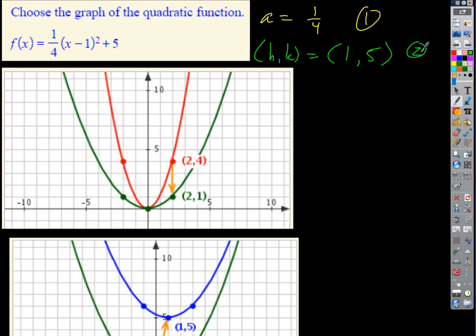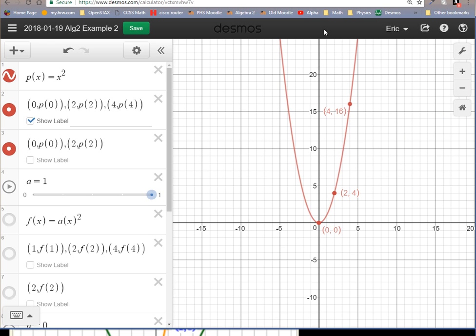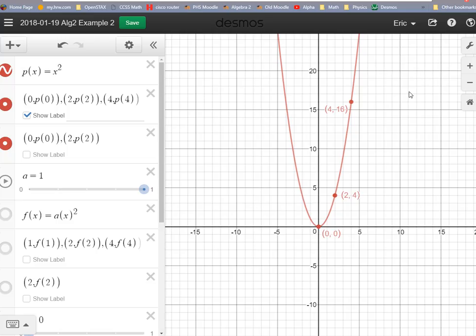So the first part is, let's take a parent graph and dilate it by a factor of 1/4. We're always going to start everything with our parent graph, which is y equals x squared. So the vertex is on the origin, and if the x value is 2, that's the input. 2 squared is 4. 3 squared would be 9. 4 squared would be 16. That's how I get those points.